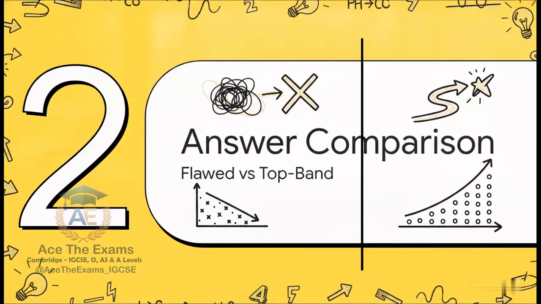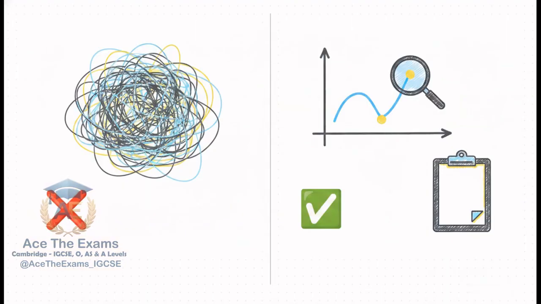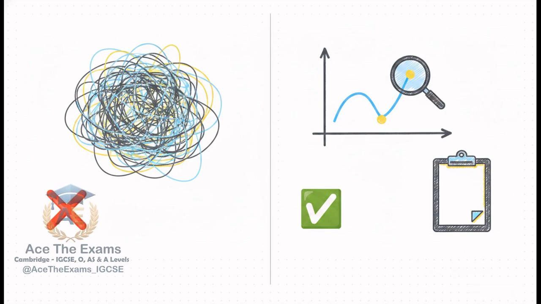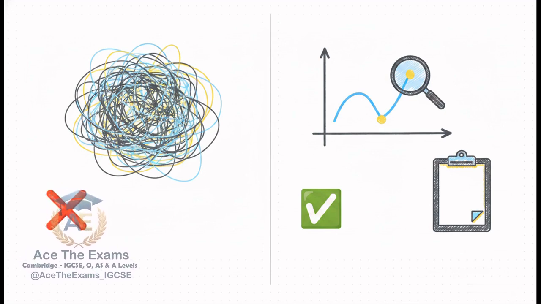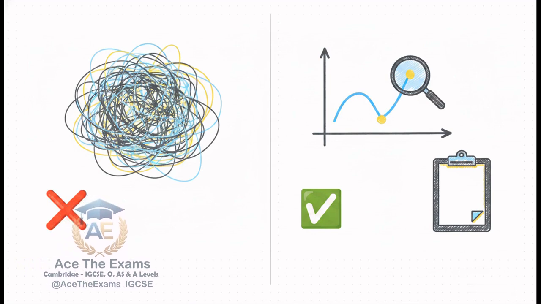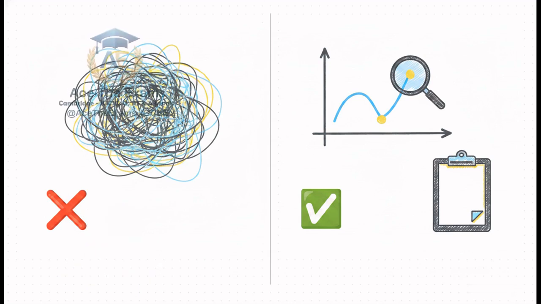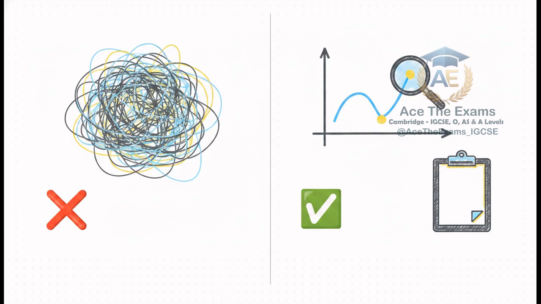Which brings us to Section 2, flawed versus top band answers. Let's look at this comparison. That flawed answer on the left, it's basically a numerical jump scare. It's just a random number thrown onto the page, totally missing appropriate formats, units, and clear annotation. But then, look at the top band answer on the right. It perfectly extracts data from the graph. It uses strict conventions like proper headings, and it displays the correct terminology. The right side tells the examiner a complete, logical scientific story, whereas the left side just kind of shouts a random ending at them.